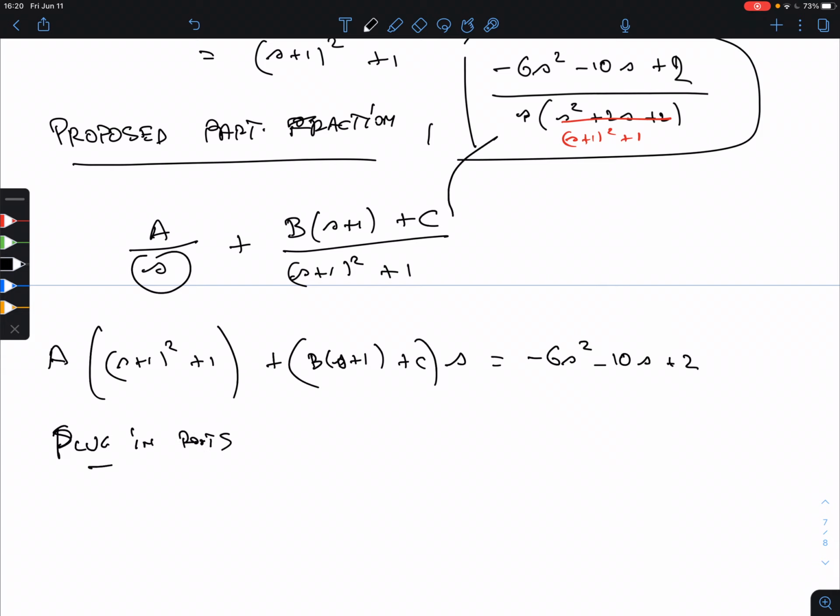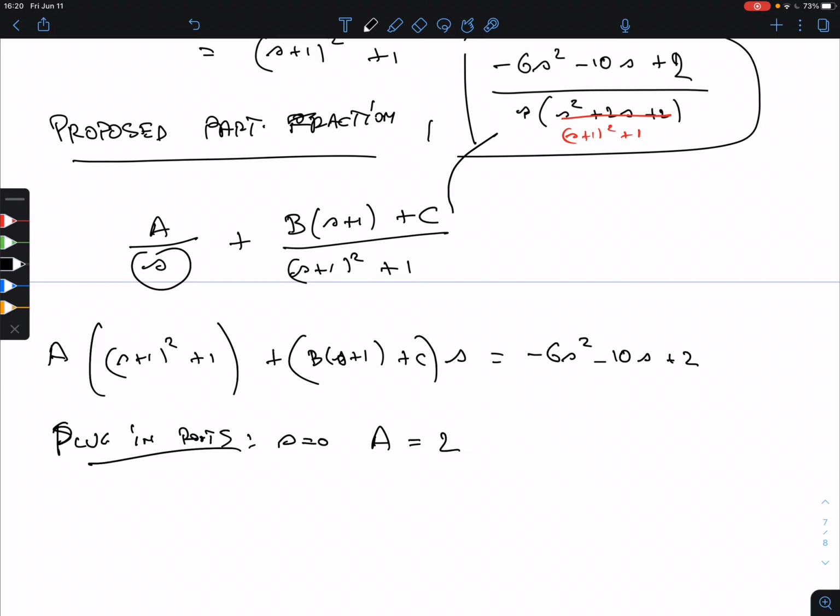Well, we have only one root, that is s equals 0. If I plug this in, this s is 0, so this whole thing is gone. That's the whole point, right? So there's only an a left, and that is equal to 2, so a is equal to 2. Let me double check here. I want to make sure.